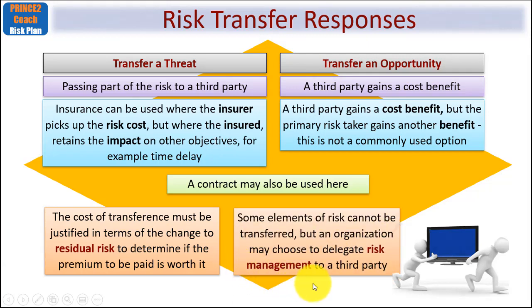Some elements of risk cannot be transferred, as I've suggested, but an organisation may choose to delegate the entire risk management to a third party. Again, that's transferring a risk.